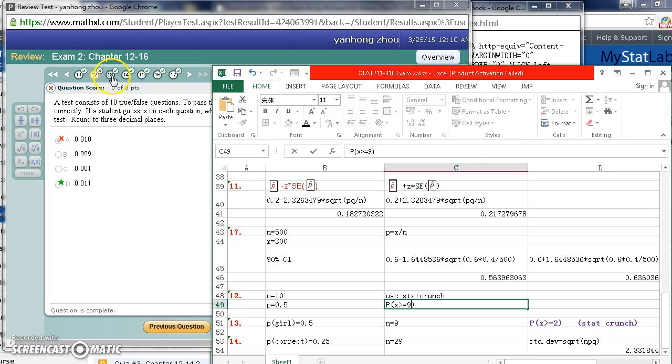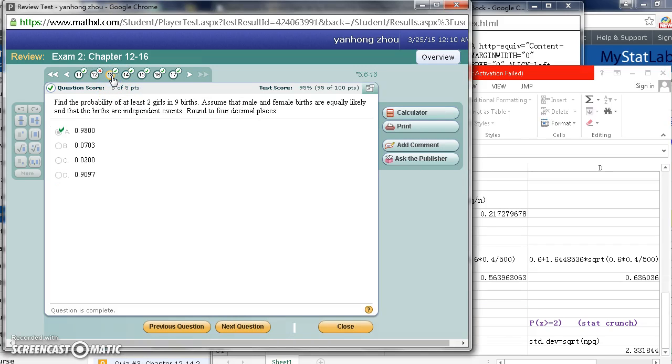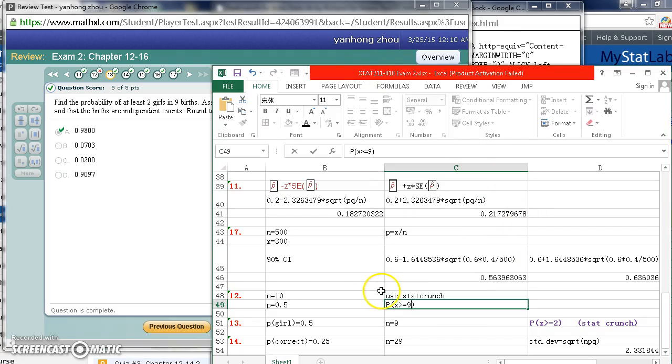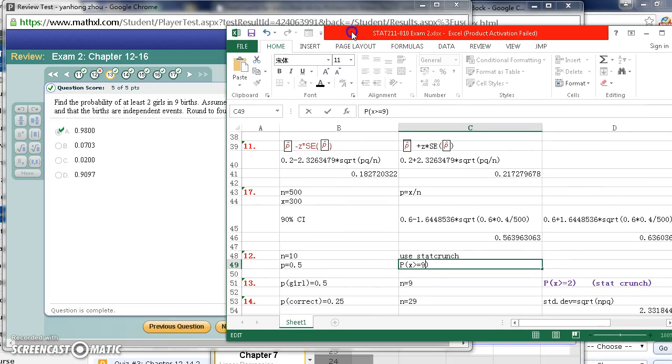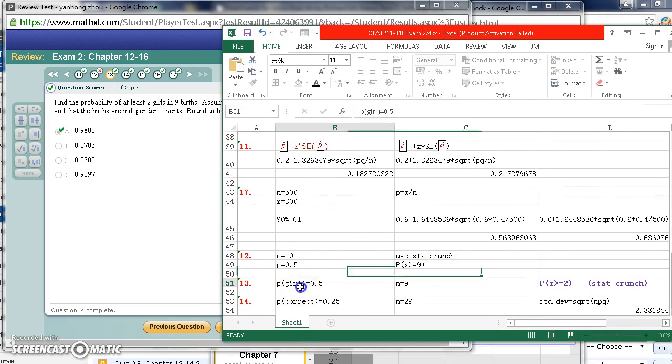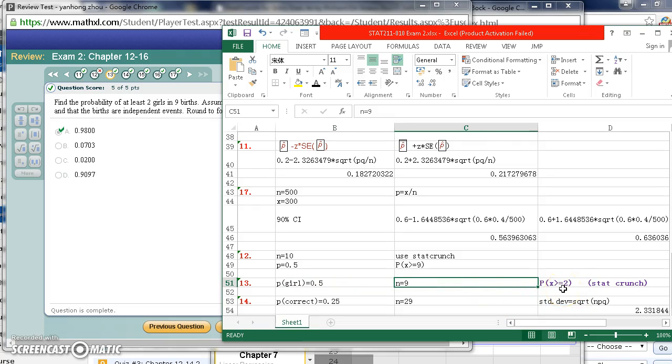Okay, 13. Find the probability of at least 2 girls in 9 births. Assume that the male and female births are equally likely and that the births are independent events. So this is a typical binomial model again. You're told the probability of a girl birth is 0.5 and the total number is 9, and you are asked to find the probability x greater or equal to 2, because at least 2 means equal to or greater than 2.